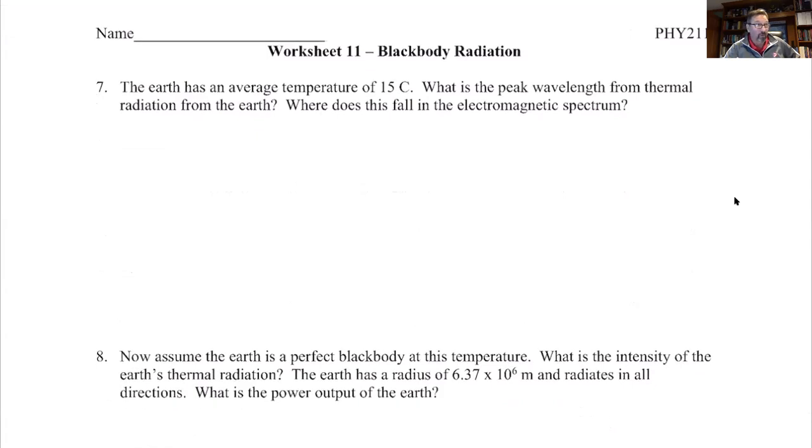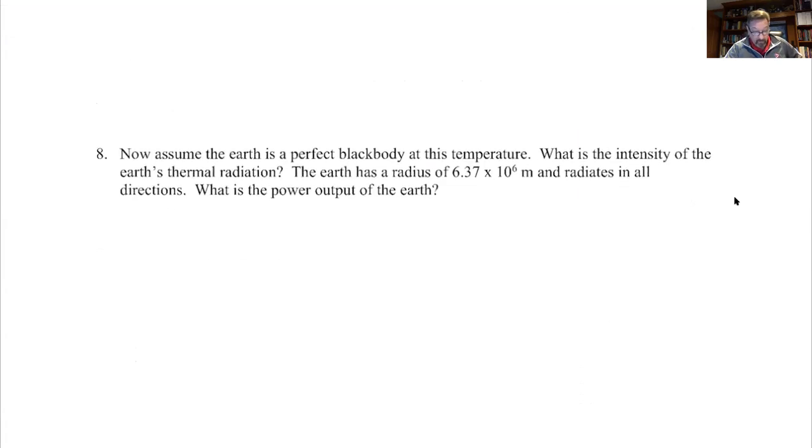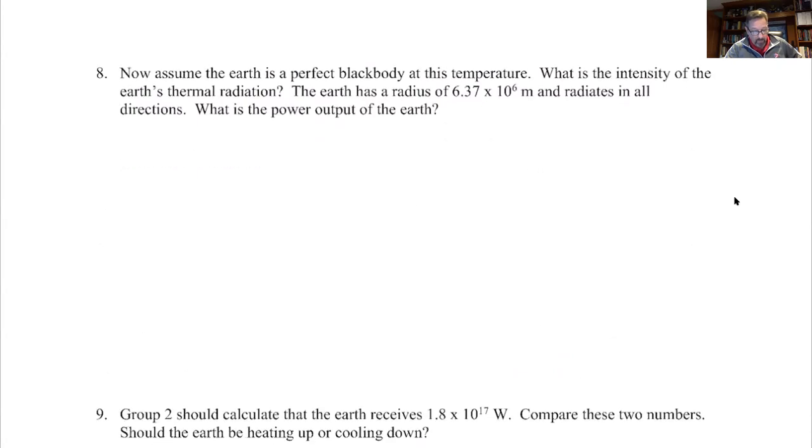Our average temperature, we always talk about room temperature being 20, but apparently if you average the Earth's temperature, it's 15 degrees Celsius. Well, that has a peak wavelength that we emit at as well. We don't see the Earth as glowing though, because that peak wavelength is outside the visible spectrum. If we had an optical sensor that was sensitive to that wavelength, we would see the Earth as glowing, but we don't. So we'll figure out what the peak wavelength is for the Earth as it radiates, and then figure out what kind of power and intensity the Earth puts out.